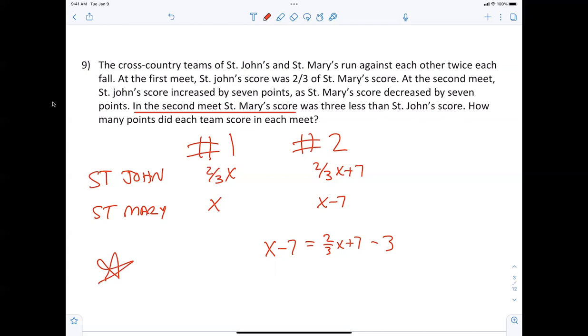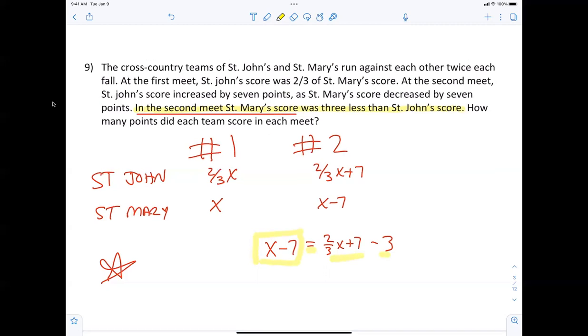Yeah. I'm still. How did we get the bottom of the? I read the last sentence. Right? In the second meet, St. Mary's score is X minus 7, is 3 less than St. John's score. Agreed? Okay. All right, here we go.